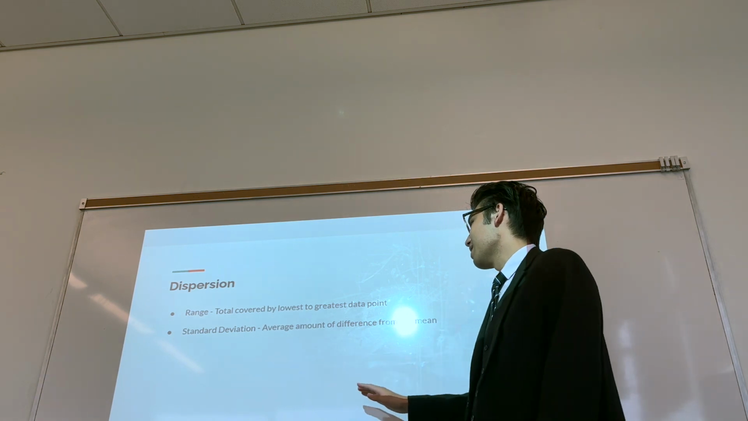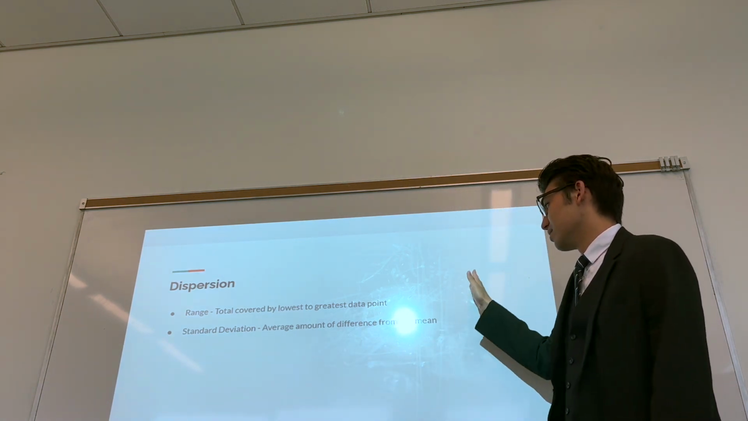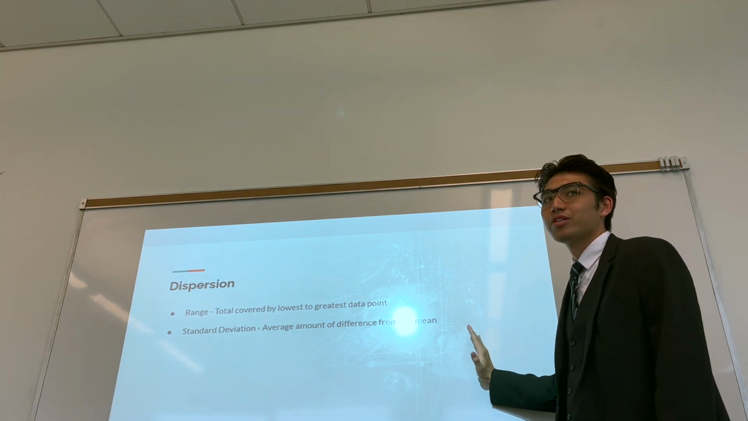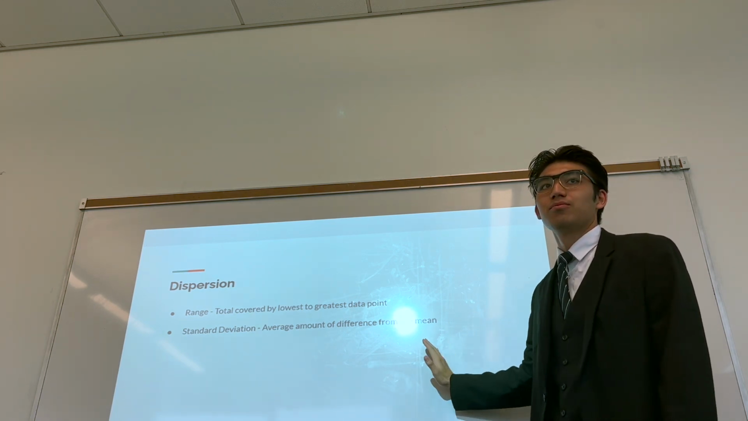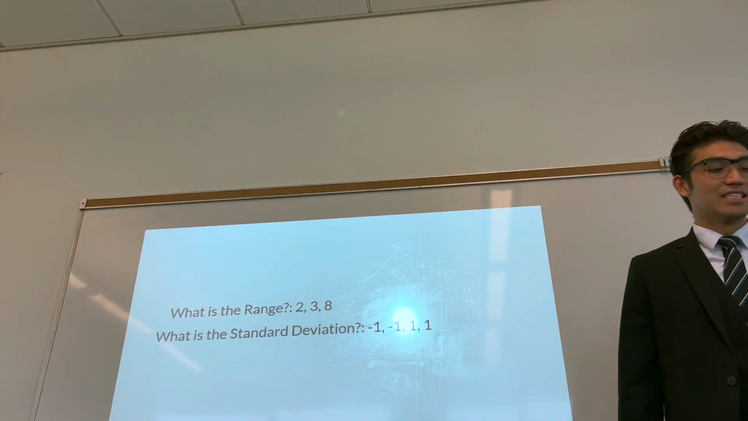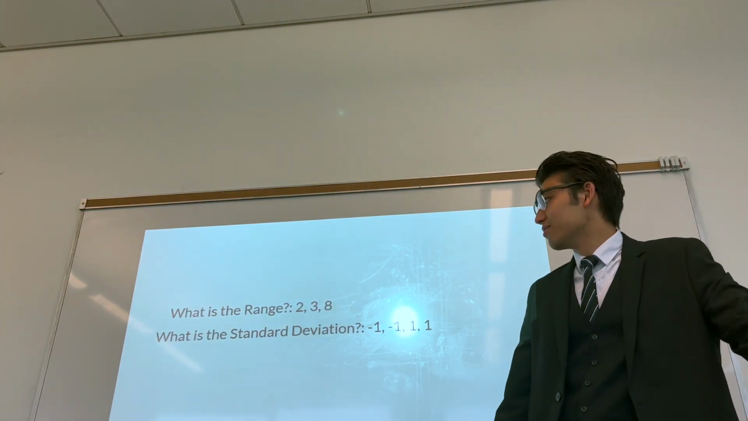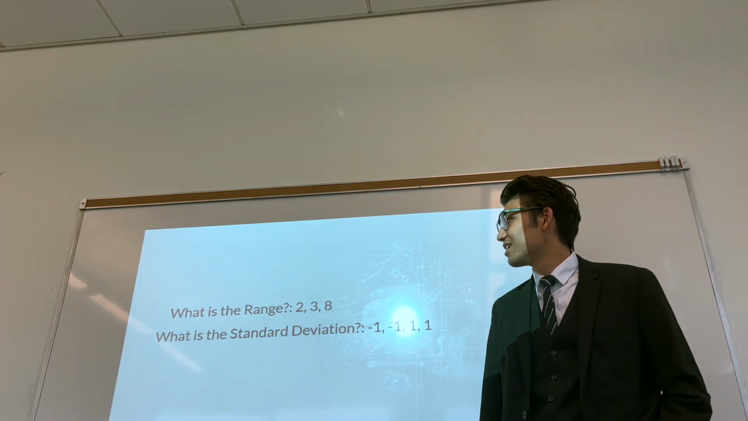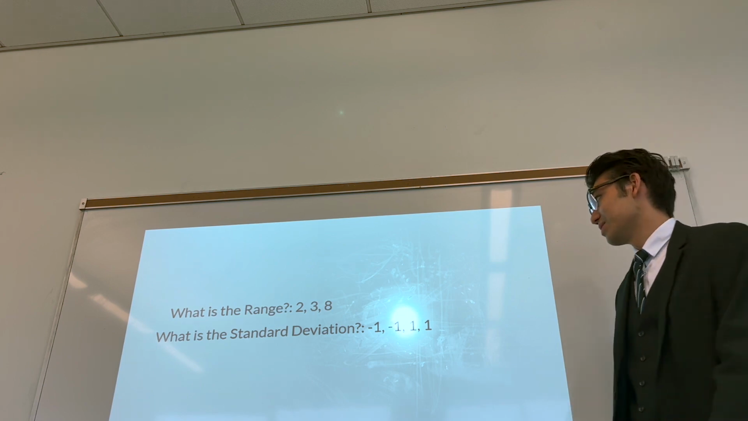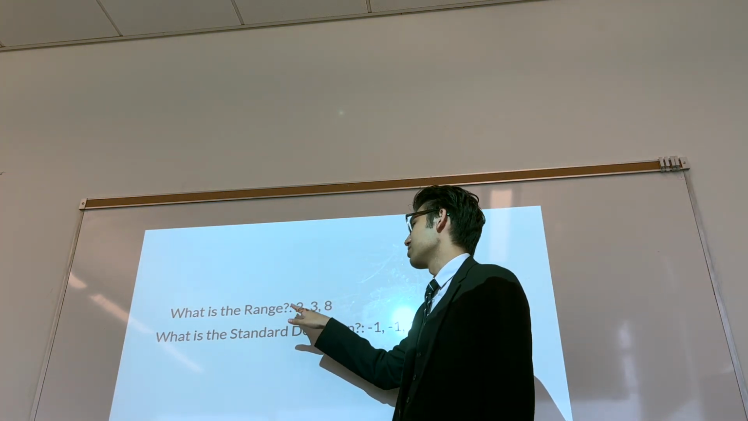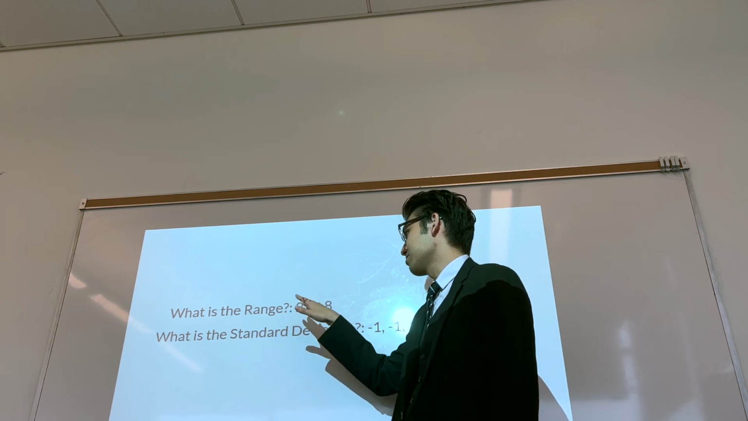Standard deviation is the amount of difference from the mean. So you have a central line like we showed before, and on average, how far is a singular data point from the mean? Let's go over some examples. What is the range of a data set with a 2, 3, and an 8? 6. Yes, 6, because we subtract the lowest from the highest. 8 minus 2 is 6.